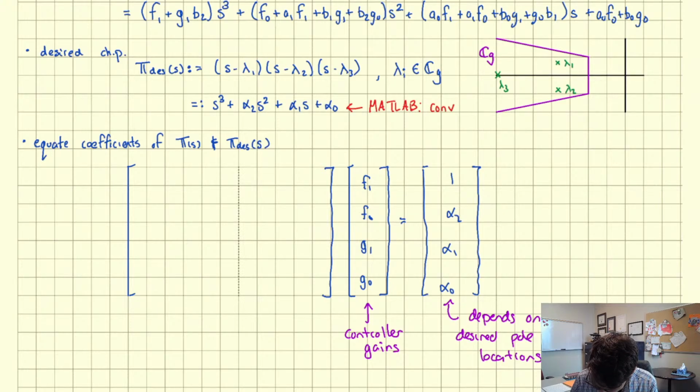So 1, A1, A0. Okay, I'm missing one term, so I'm going to pad with 0. For the second column, I'm just going to shift everything down, and then again, pad with zeros. So I'm going to shift down.